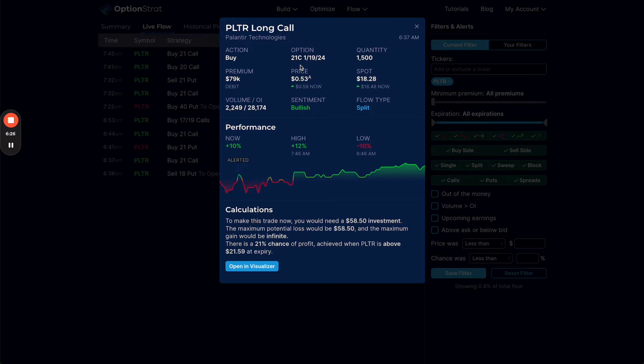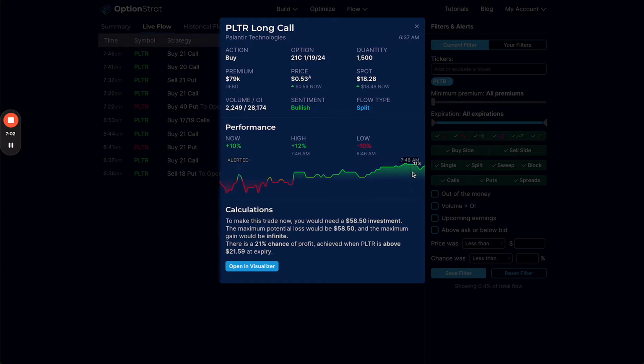The person is buying the 21 call that expires on January 19th. In this case, they bought 1,500 of them. They paid on average about 53 cents. This little A is telling as well: they paid at or above the asking price, so they really wanted into this position. They didn't shop it or put a number out there waiting to see if it got hit. They just jumped right in and said, I want to get in this position. Obviously, this is a bullish position.